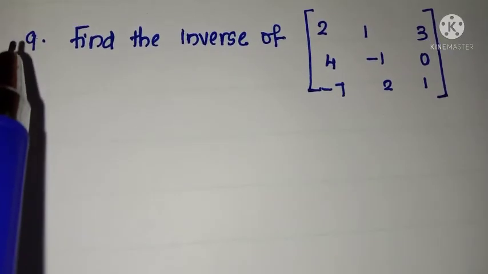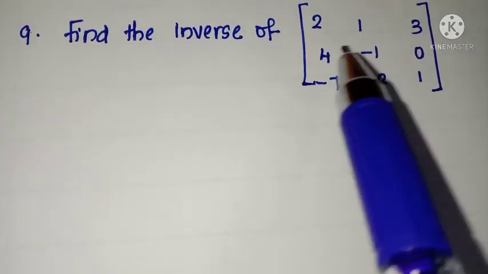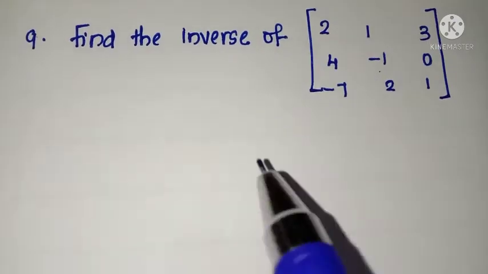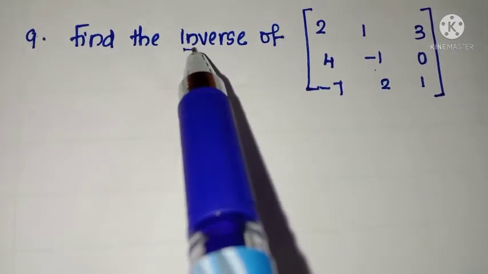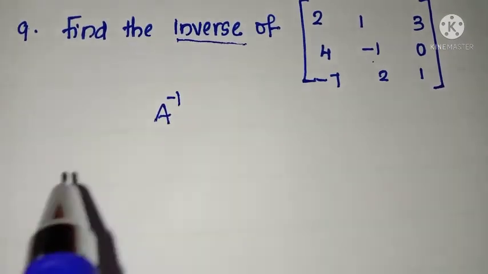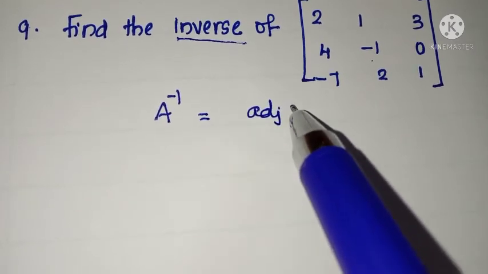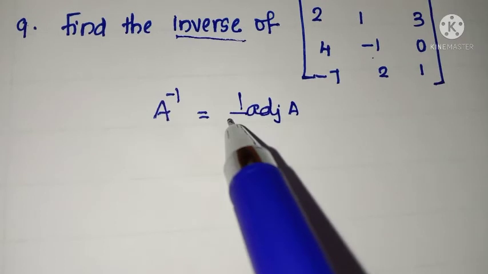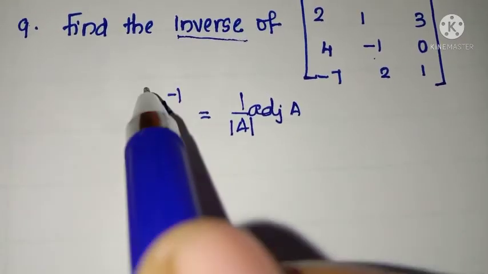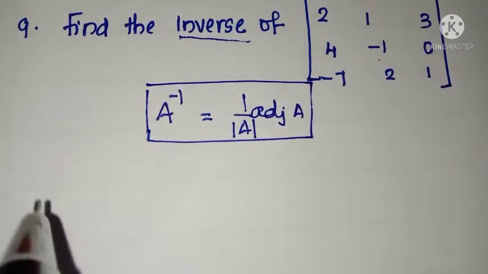Okay. Next question, question number 9. Find the inverse of the matrix 2, 1, 3, 4, minus 1, 0, minus 7, 2, 1. Listen, inverse of the matrix. Inverse of the matrix is denoted by A inverse, and it is obtained by adjoint A divided by determinant A, or 1 by determinant A into adjoint A. So this is the formula to obtain inverse of a matrix.